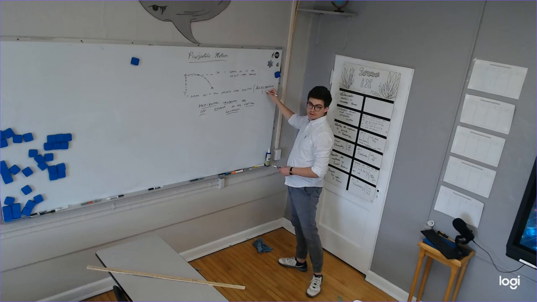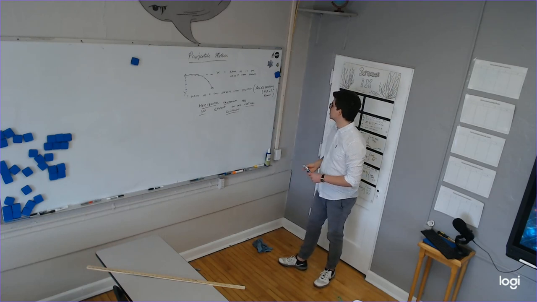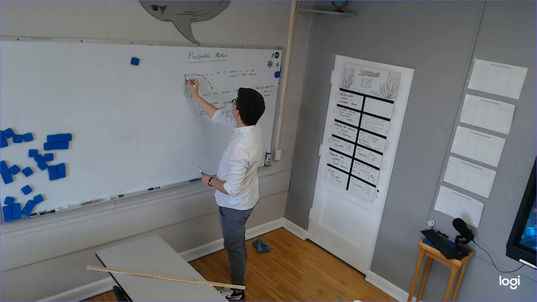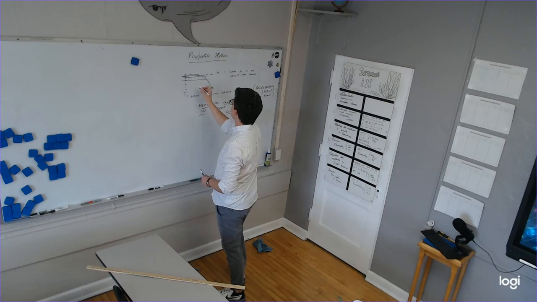Specifically how? 9.8 meters per second squared. Specifically how? It has to have a direction. Down. Always down. Accelerating 9.8 meters per second squared down. What's it doing in the X? So it's going faster and faster in the Y.